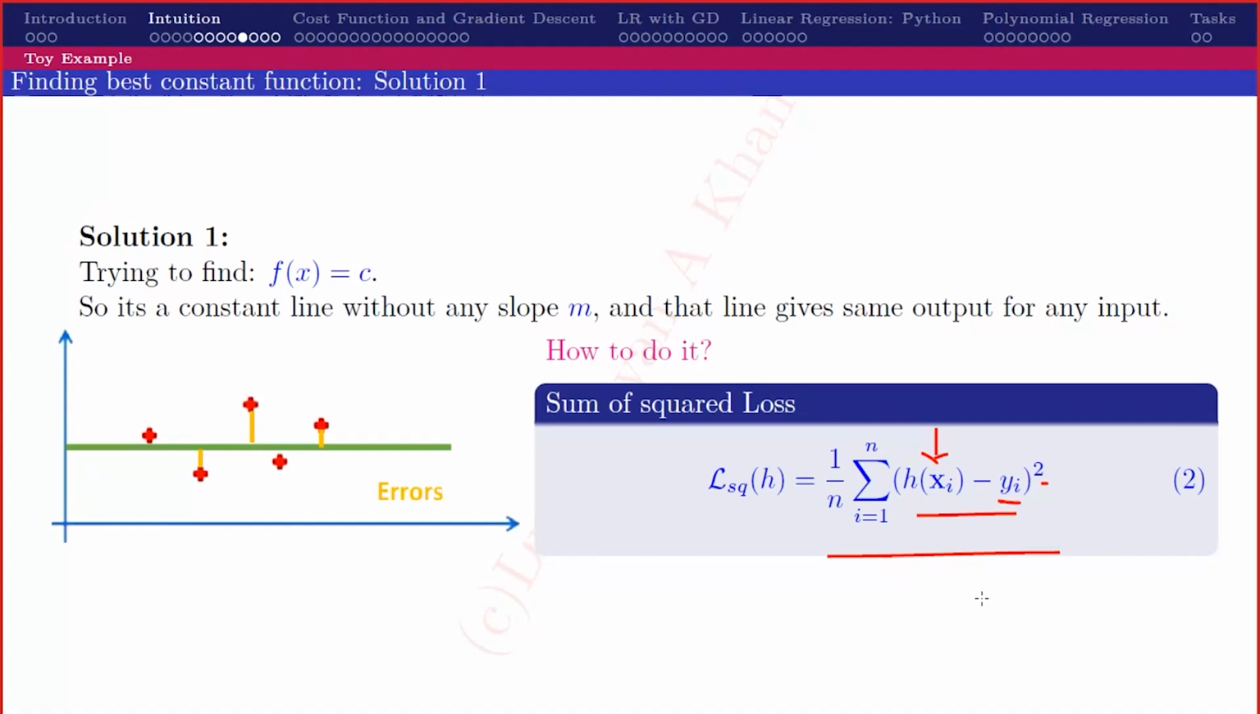So according to you guys, which one would be the best loss function for regression settings? Sir, it would be absolute loss, right?